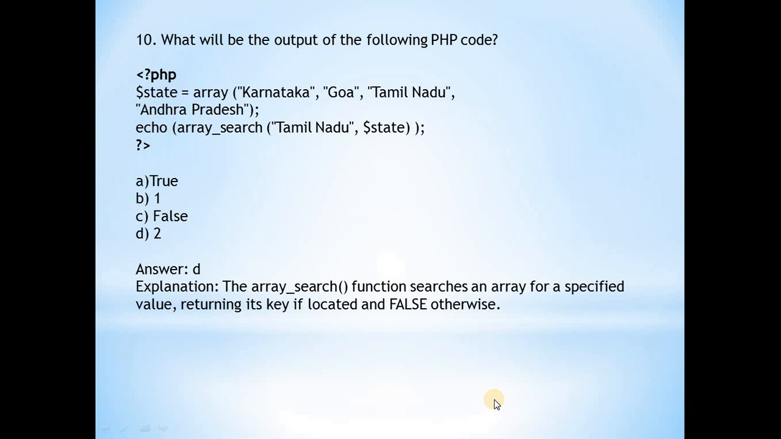and array passed is $state. So this will return its key if located. In other case, false. So here key for Tamil Nadu will be 2. That is for Karnataka 0, Goa 1 and Tamil Nadu 2.